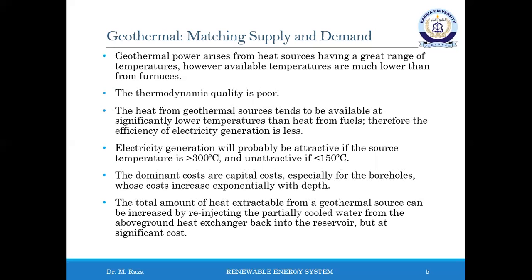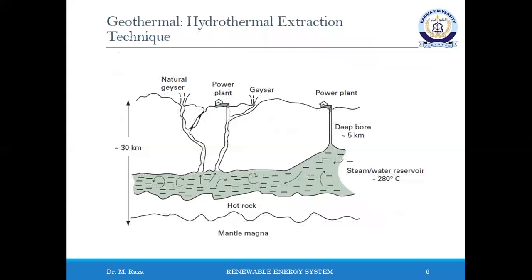The total amount of heat extractable from a geothermal source can be increased by re-injecting the partially cooled water from the above ground heat exchanger back into the reservoir, but at significant cost. The most successful geothermal projects have boreholes sunk into natural water channels in the hyperthermal region, as shown in this diagram. Similar methods are used for extraction from hot aquifers in semi-thermal regions, where natural convection can be established from the borehole without extra pumping.